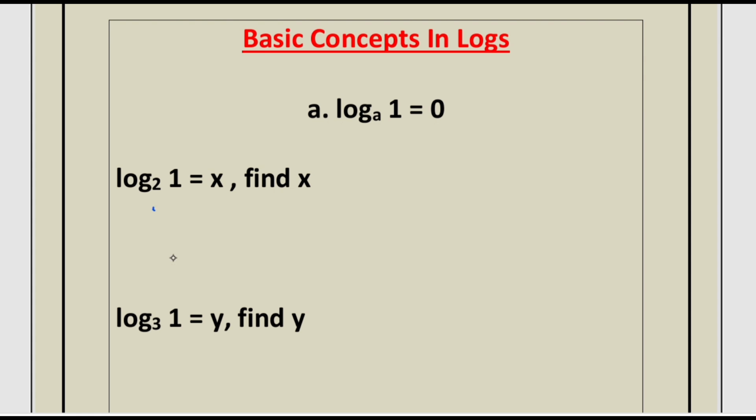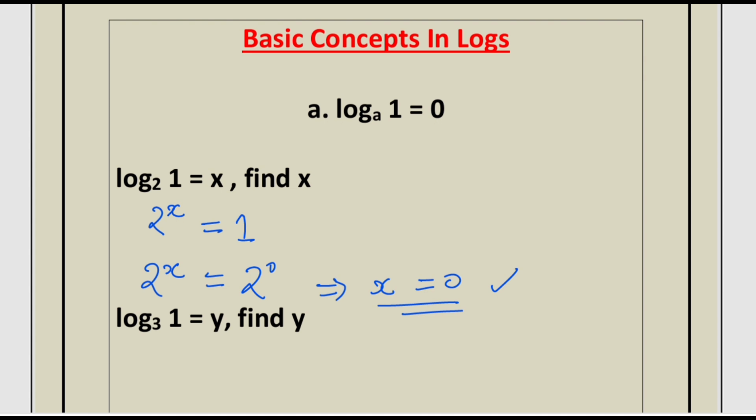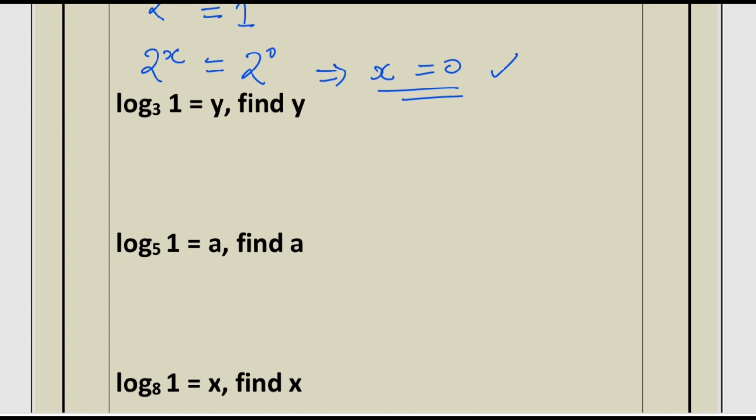So we shall have 2 raised to power x should be equal to 1. We are going to write 1 to base 2. A number raised to power 0 is equal to 1. So therefore, we are going to have 2 raised to power x is equal to 2 raised to power 0. Why? Because any number raised to power 0 is equal to 1. So in this case, we are able to see that x is equal to 0. And now this is in agreement that log of 1 to whatever base is equal to 0.